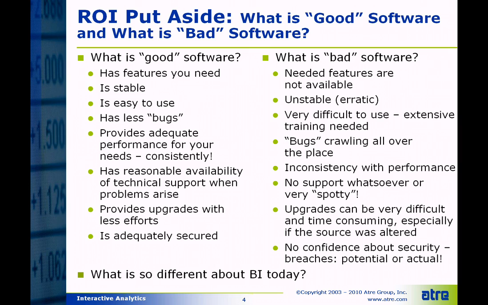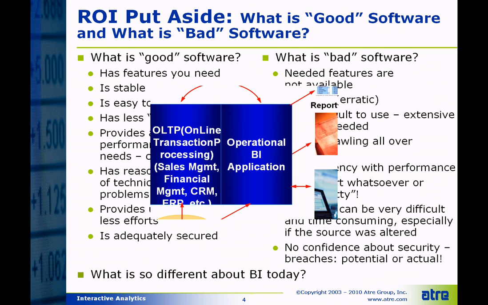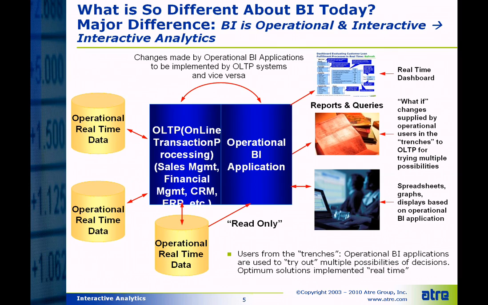So this is something which you want to have in your software. Now, I do travel around the world, and one of the questions which always comes up is, what's different about BI today? Before I go into that, let's take a look at what BI is. The major difference is that it has become operational and interactive. That means it's not only online transaction processing where people only got paper reports, but the people in the trenches can use the information to make decisions on the spot.